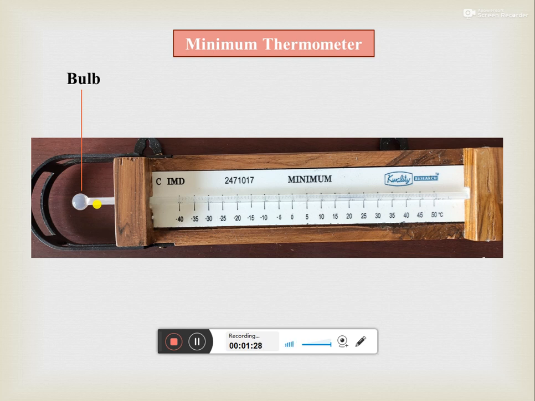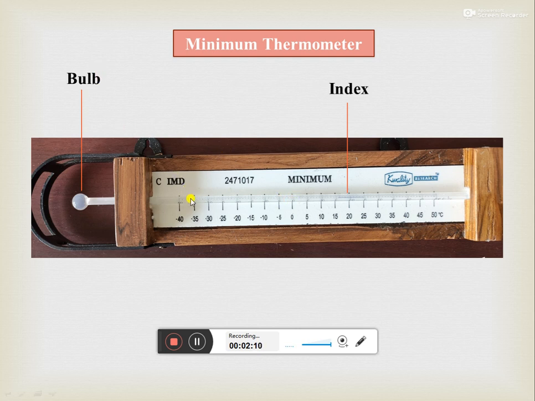Then the next part is the index. Here you can see a blue needle-like structure. This part is called the index of the thermometer. Why is this provided? The alcohol in the capillary tube expands or contracts whenever there is an increase or decrease in the temperature of the surrounding air. When the temperature decreases, the alcohol in this glass thermometer also contracts. As it contracts, the index also moves along with it towards the bulb due to the force of surface tension.